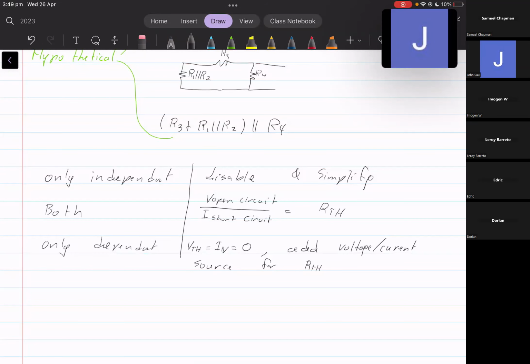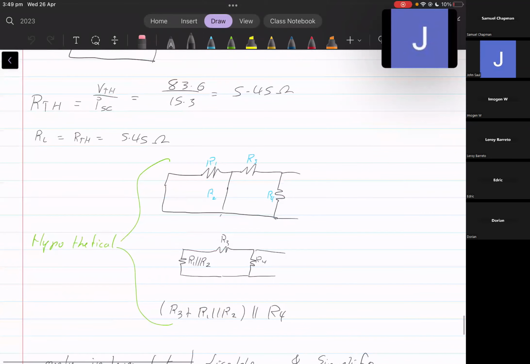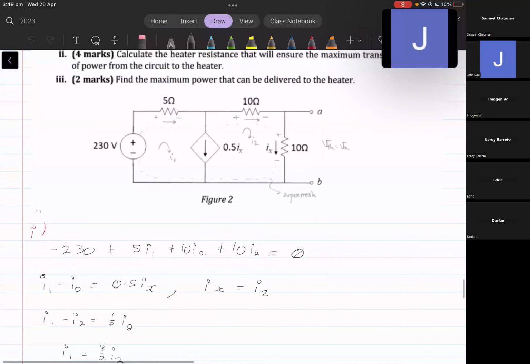So does that make sense? Okay, cool. Because that's an important thing. That definitely confused me for a little while. Cool. So the last part of this question is to find the maximum power.